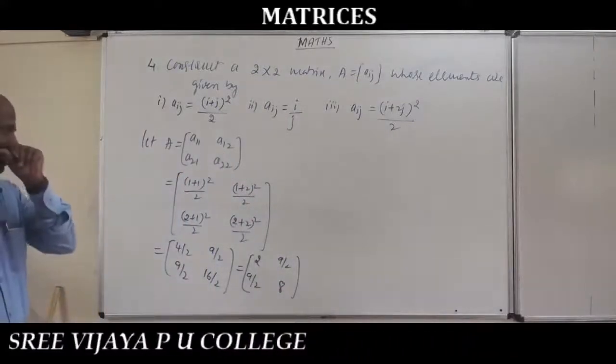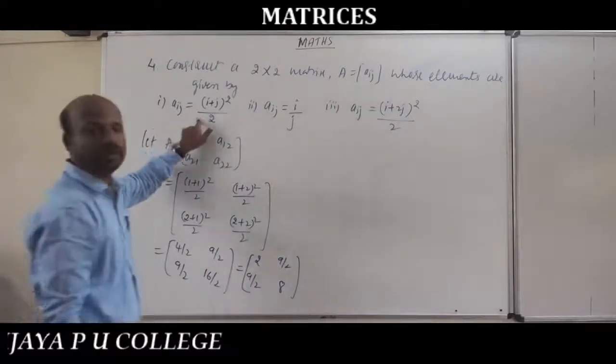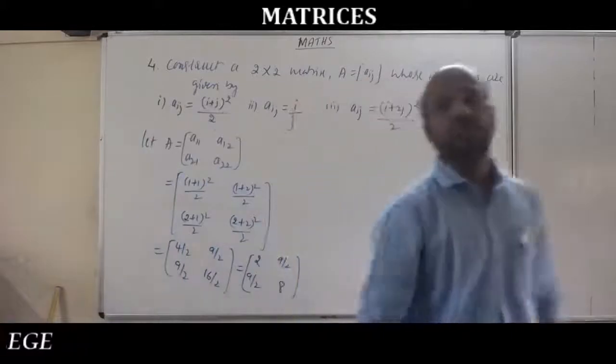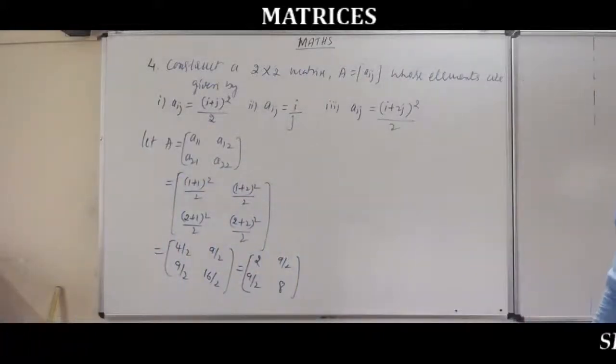16 by 2 is 8. So this is a matrix of order 2 by 2 where aij is (i plus j) whole square by 2. A matrix of order 2 by 2.